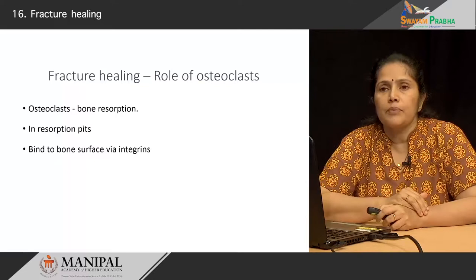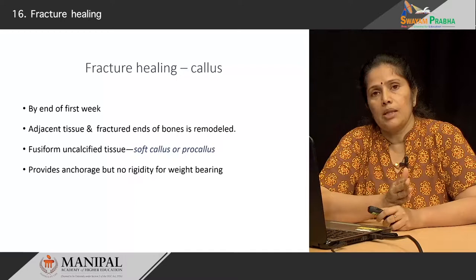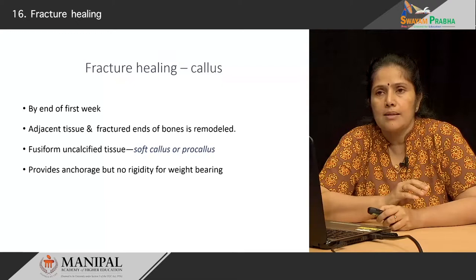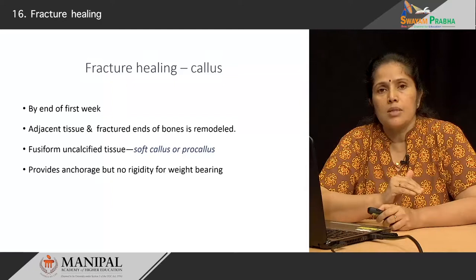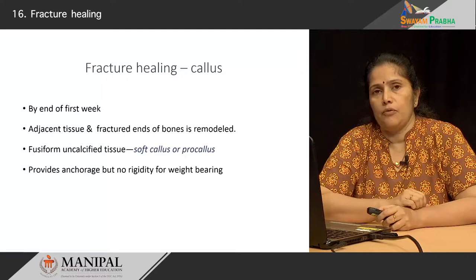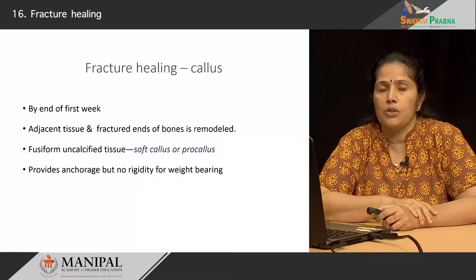Now, we looked at the first two phases, that is formation of hematoma followed by the phase of inflammation. The next phase is the formation of callus, and this callus is initially very soft, and by the end of the first week, a good amount of callus is formed. If you look at the surrounding tissues as well as the fractured ends of the bone, these zones are getting remodeled and a fusiform shaped uncalcified tissue is laid down at the fractured site, which means the zone of fracture will be replaced by an uncalcified soft tissue, and this is what is known as the soft callus or the procallus.